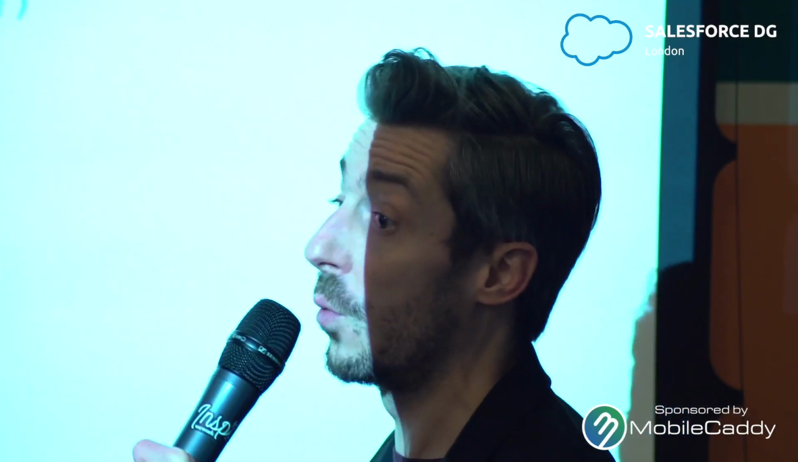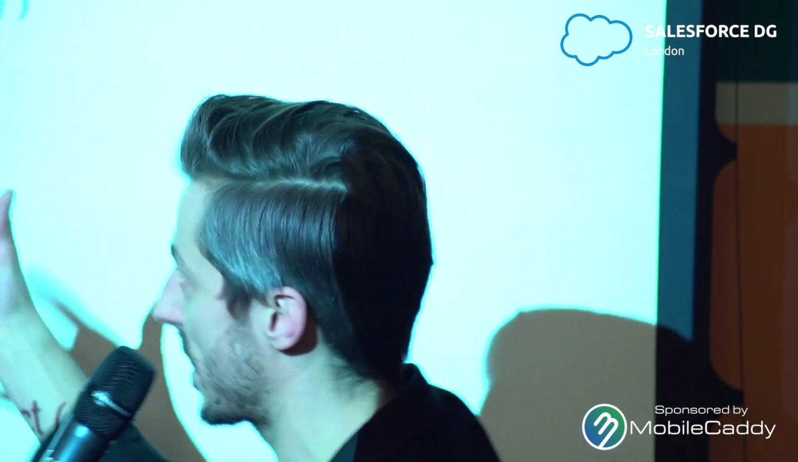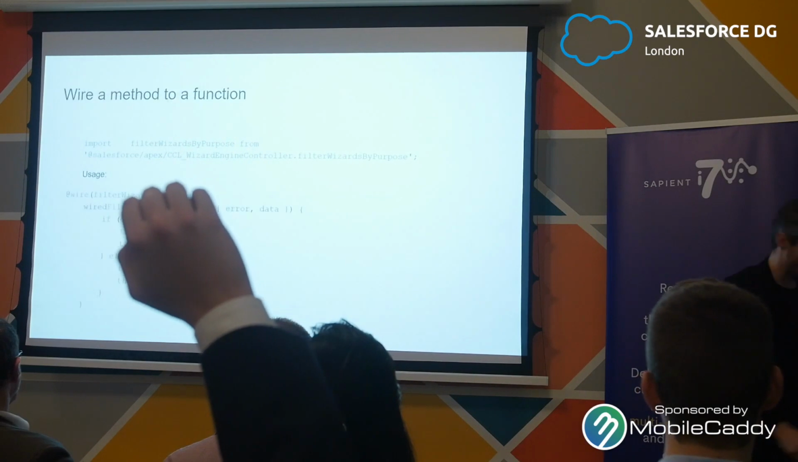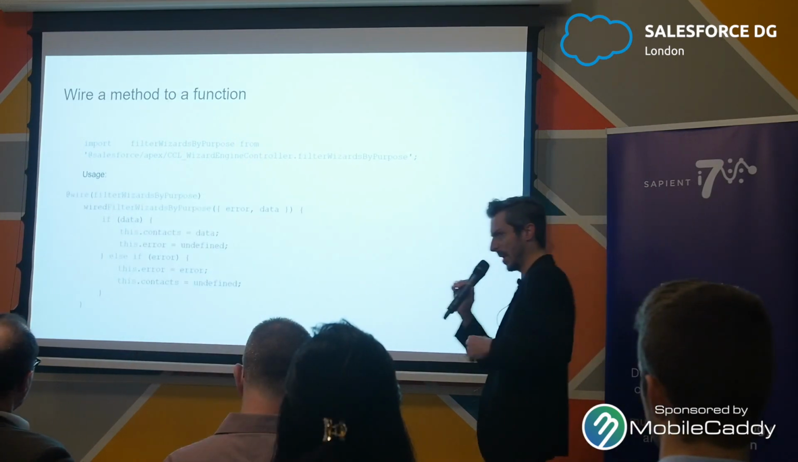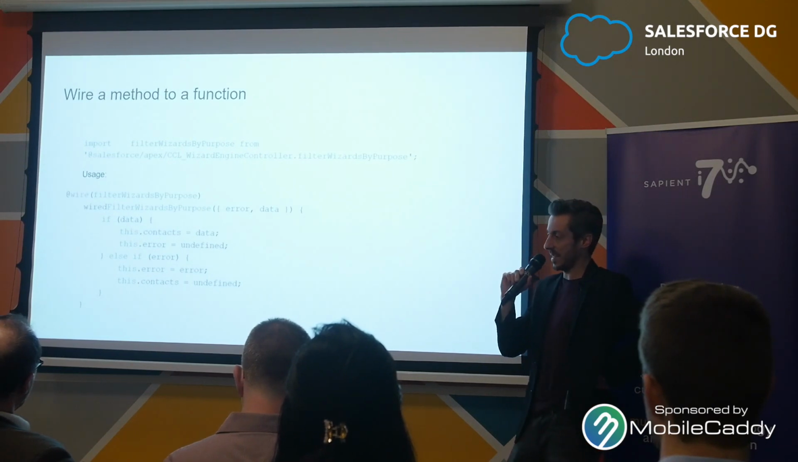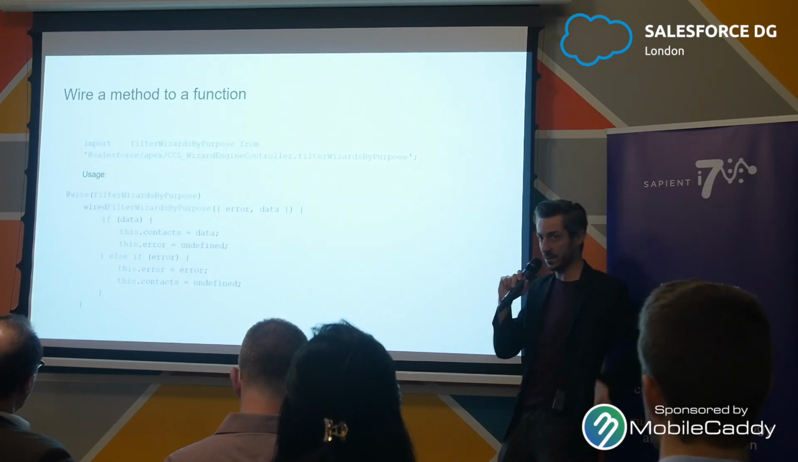There's a way when you don't know when it will be executed. So that's why I say imperatively and the other way. It will make more sense when we have a look at the wire. Remember I told you there were two decorators for attributes, API and track, so public and private reactive attributes. Well, there's a third decorator that's used a lot in Lightning, and it's called wire.